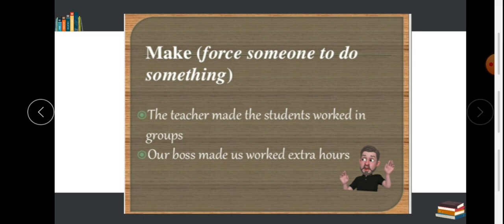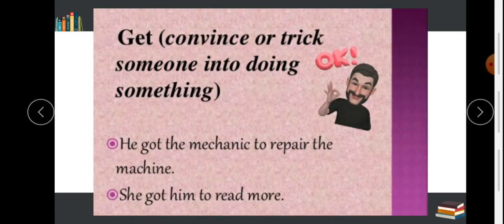Let's continue, ladies. Get. When do we use get? To convince, or when we talk about tricking someone to do something for us. For example, he got the mechanic to repair the machine. In this case, probably the mechanic didn't have time, didn't want to do it, but at the end, the person could convince the mechanic to repair the machine. And the next one is, she got him to read more.